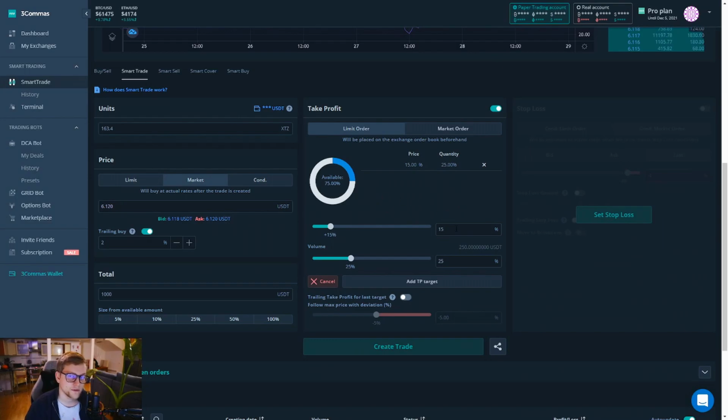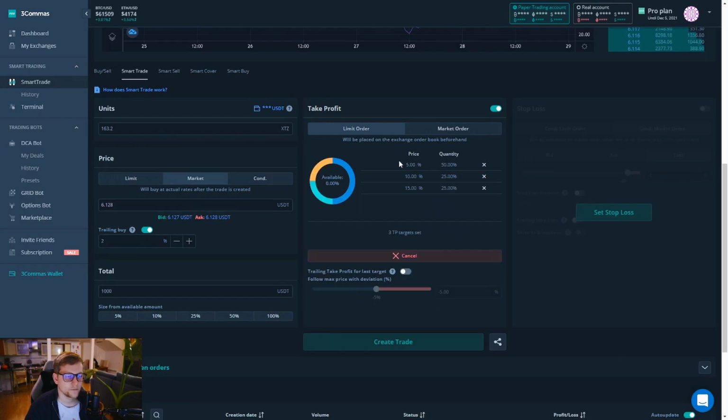So I will put the second take profit target in 10% value, and I will put 25% with the volume. As you can see, I have 50% available of my total volume. So I will put my third take profit in 5%, and I will choose 50% of the volume. And now you will see that if the price goes up 5%, I will sell 50% of my volume. If the price hits the next target 10%, it will sell 25%. And if the price hits the last target, which is 15%, it will sell another 25%.